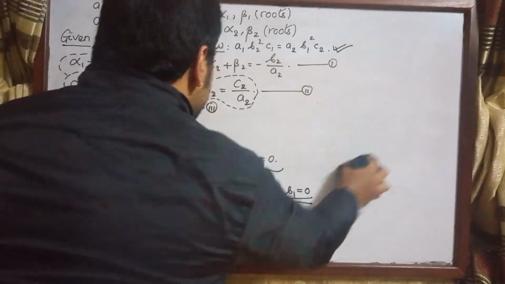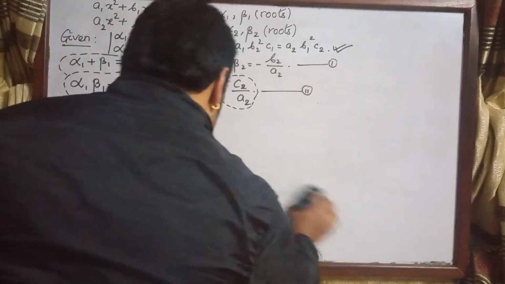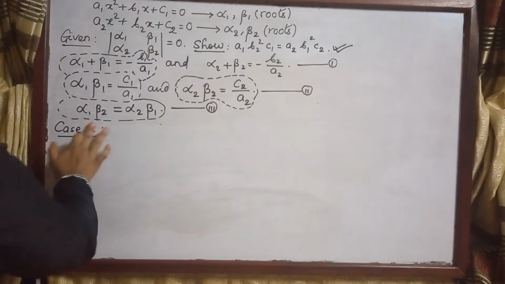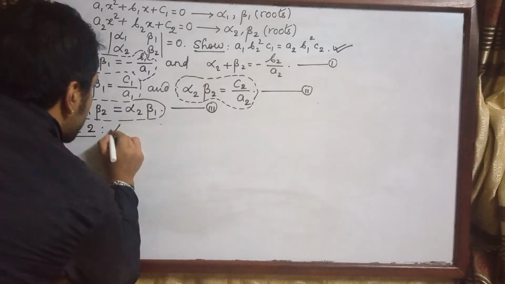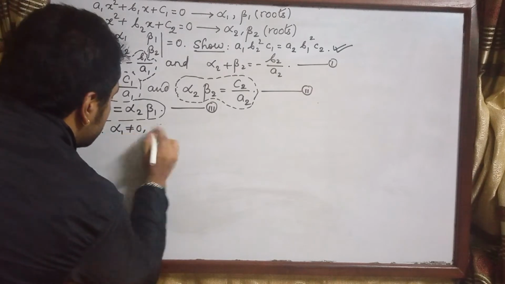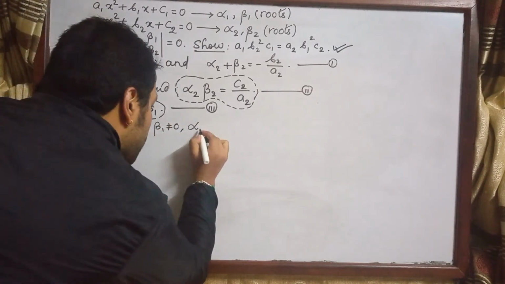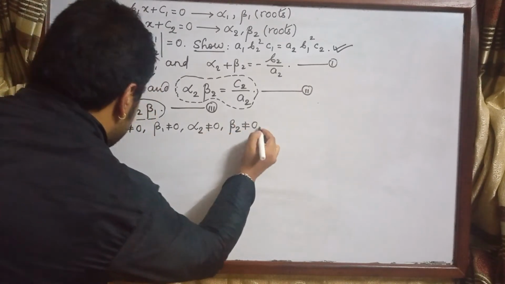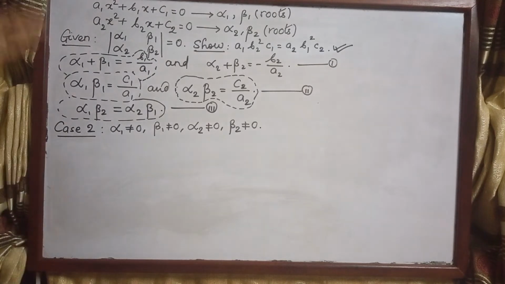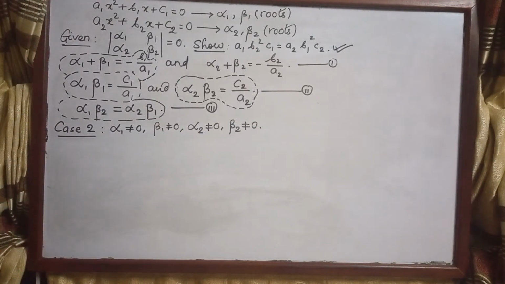Now this part will be slightly tricky. All right, case 2, and in this case we're going to take alpha 1 not equal to 0, beta 1 not equal to 0, alpha 2 is not equal to 0, and beta 2 is not equal to 0. So we can divide by any of these whenever we want.